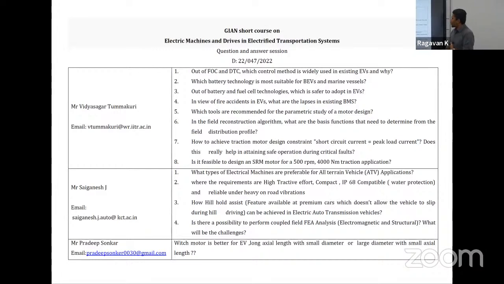How to achieve traction motor design constraints. This one I read through, but I could not figure out what the question meant. But let me go to the last one first. Is it possible to have a 4,000 RPM traction motor? That's challenging. That's challenging for any motor. I mean, 4,000 RPM, 500 Newton meters. I would almost think that adding a gearbox in there, an integrated gearbox, makes sense. That would be the most practical way of going about it.